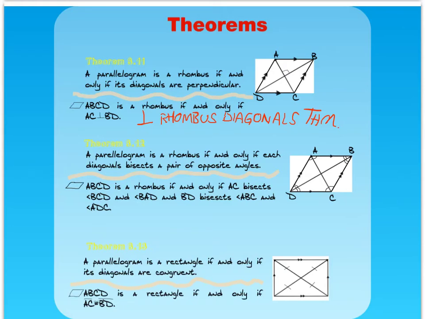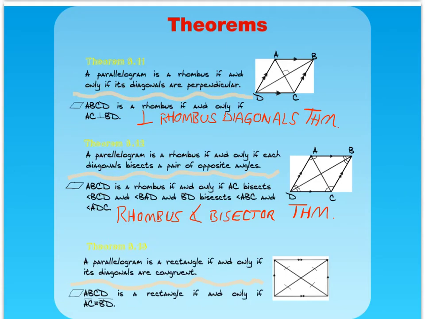The next theorem is that a parallelogram is a rhombus if and only if each diagonal bisects a pair of opposite angles. So here we have opposite angles, B and D, and its diagonal bisects it, meaning it splits the angle D into two equal angles, and the angle B into two equal or congruent angles. And I've got those marked. Similarly, the diagonal AC cuts the larger angles into two smaller congruent angles. I might as well call this one the rhombus angle bisector theorem. Again, you don't have to remember that, just know how to use it.